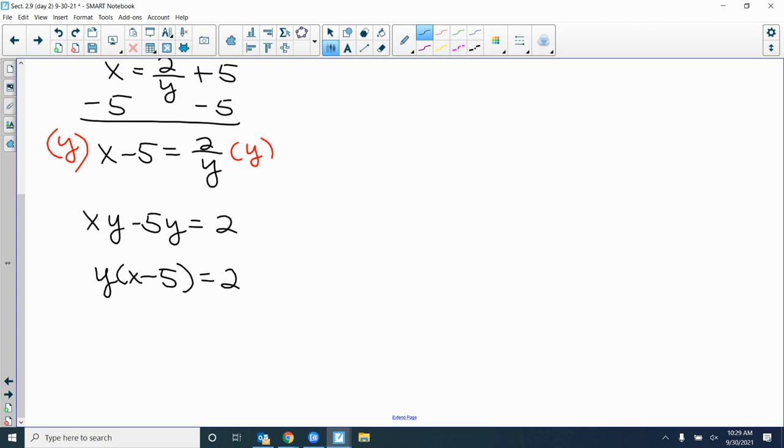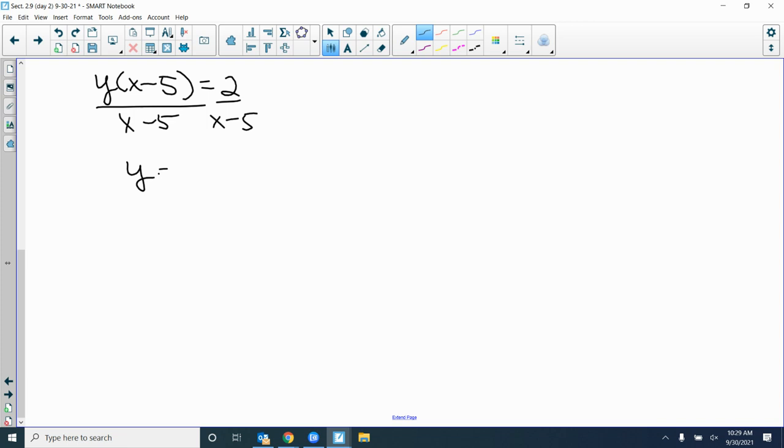Sometimes you absolutely have to multiply it through. You can't get away. But here, you got 2 y's, you got to factor it out. So now I can divide by x minus 5. So yes, that would be the case. So y equals 2 over x minus 5, which means that the inverse function equals 2 over x minus 5.